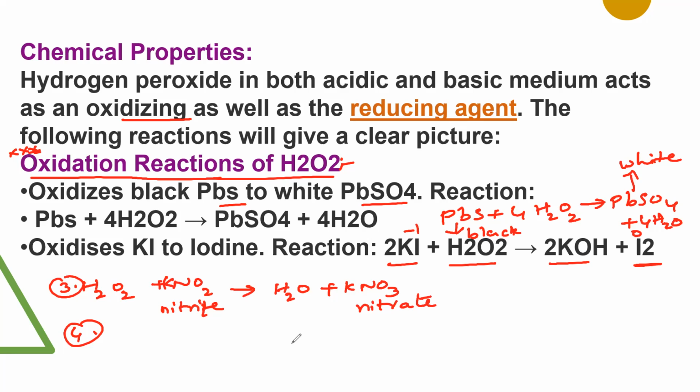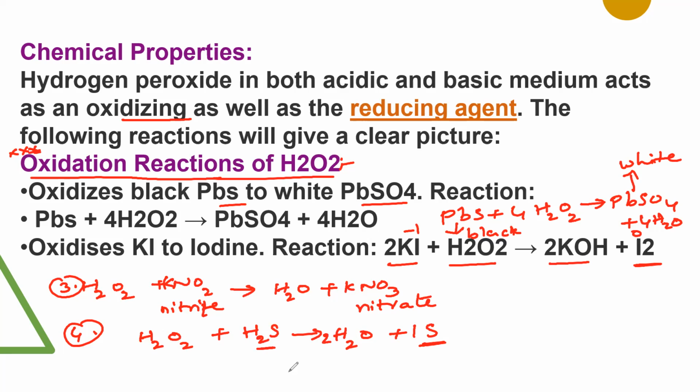Next, equation 4. Hydrogen peroxide oxidizes sulfide, that is hydrogen sulfide, to 2 moles of water plus 1 mole of sulfur. So it oxidizes sulfide, hydrogen sulfide, to sulfur. This is the fourth property.